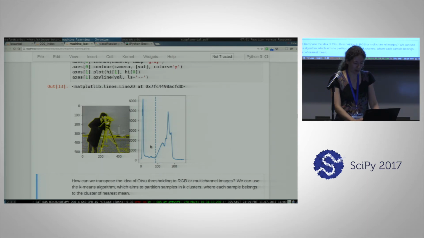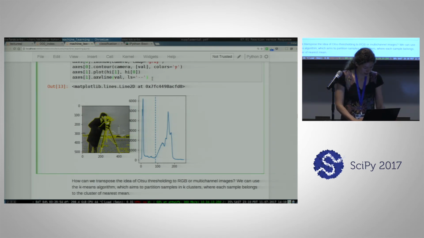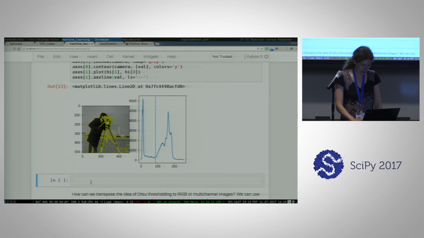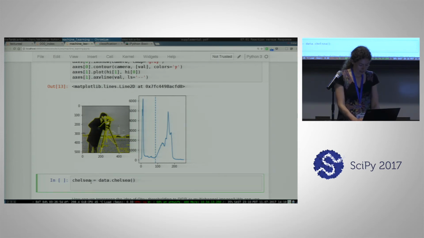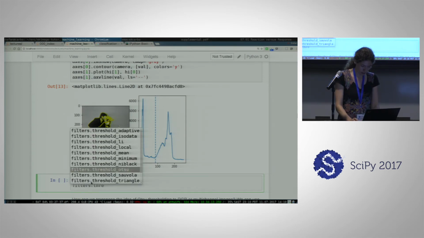It's very important because it can save you a lot of time instead of looking at histograms and having visual inspection for finding the best threshold. But it only works for grayscale images. For example, let's say that I create an RGB image using this Chelsea, and I ask for its Otsu.